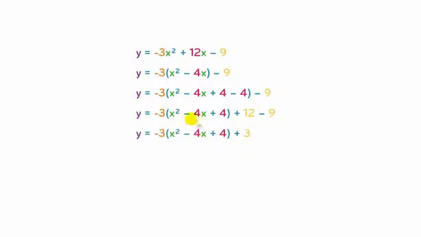And then finally, completing the square, x squared minus 4x plus 4 is equivalent to saying x minus 2 all squared, like so. So we have the final equation, negative 3 all multiplied by x minus 2 all squared plus 3. These two values here tell us our vertex is at the ordered pair 2, 3.